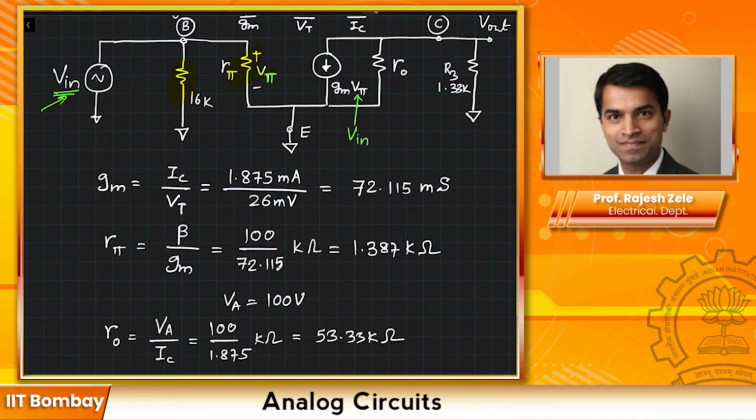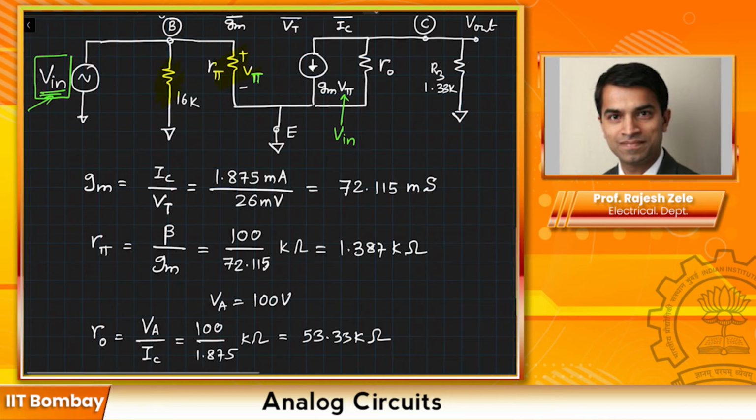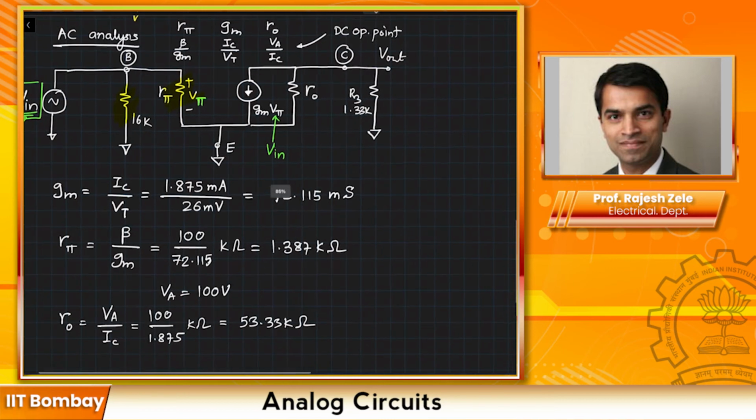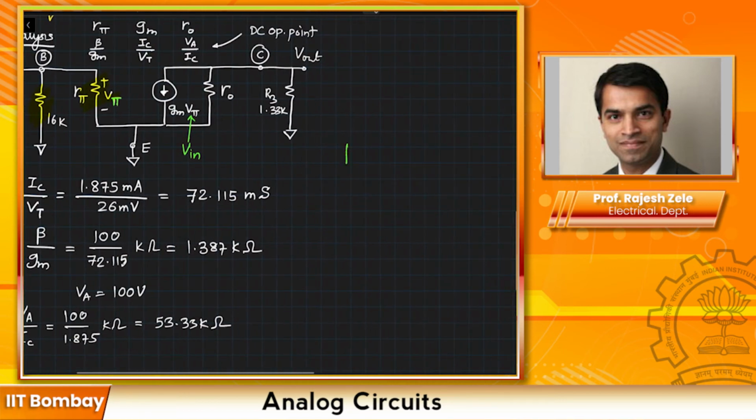Of course, 16K and R pi value of 1.387K are important because they are going to load the previous stage. But for the purpose of this particular example, we are using Vin as an ideal voltage source to drive this circuit. And as a result of that, 16K and R pi will not contribute to our transfer function. Just by using Kirchhoff's laws, you can say that the circuit now boils down to a simple configuration that looks like this.